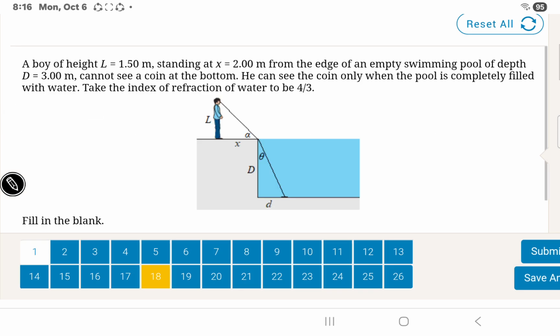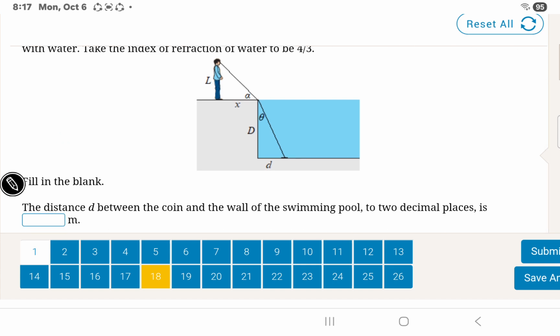A boy of height L, 1.50 meters, standing at x equals 2 meters from the edge of an empty swimming pool, depth d equals 3, cannot see a coin at the bottom. He can see the coin only when the pool is completely filled with water. Take the index of refraction of water to be 4/3. Find the distance d between the coin and the wall. So our target is to find point D.